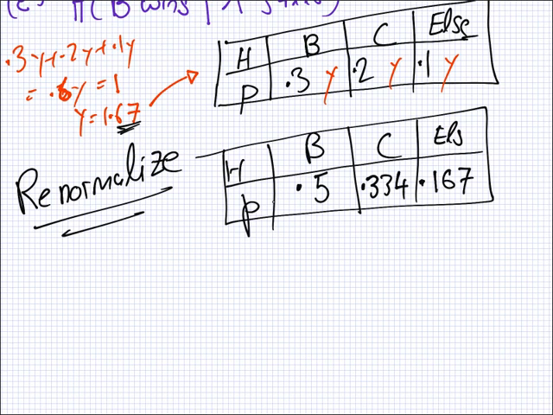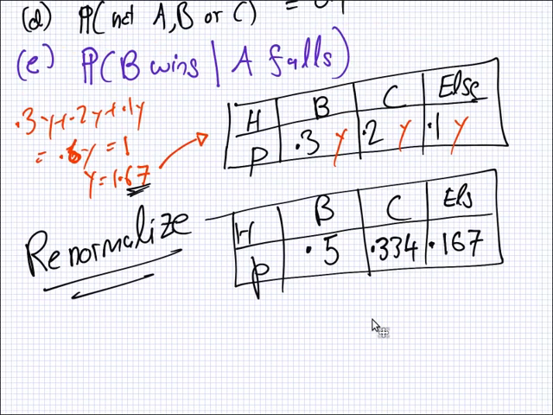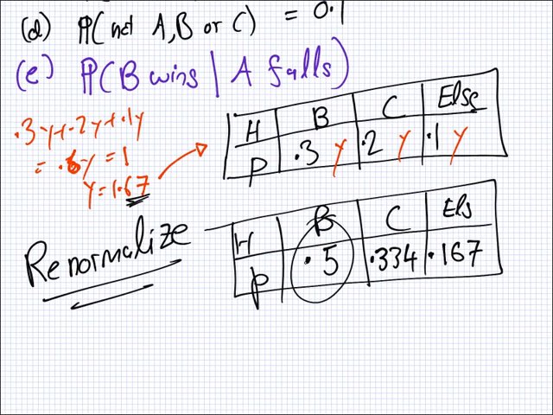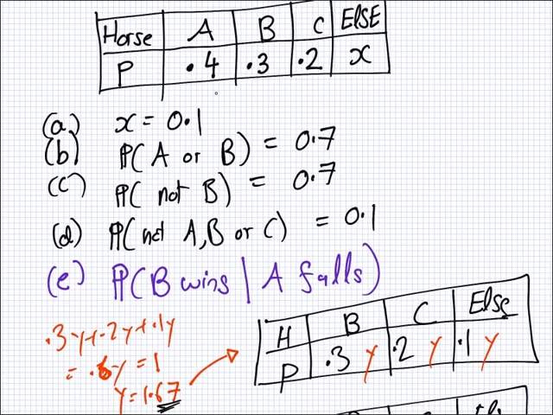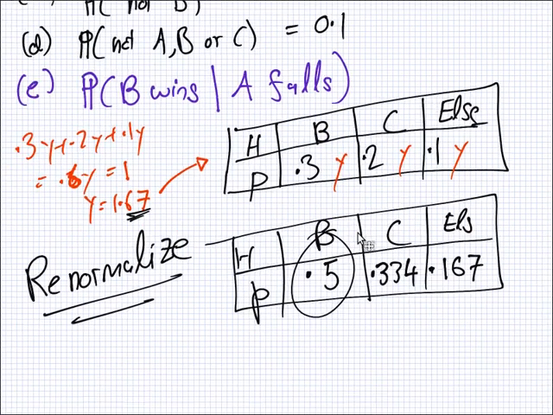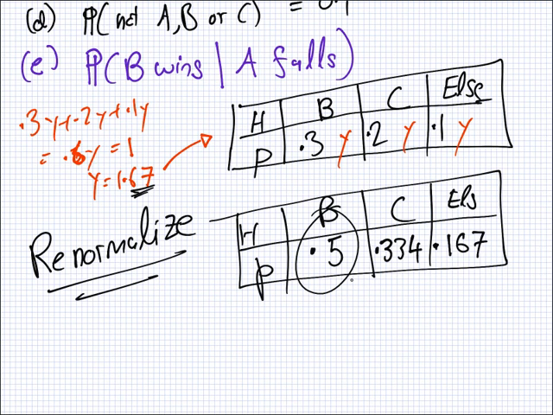So what's the answer? There, 0.5. Now B has a chance of 0.5. Previously, what was its chance? 0.3 we said, wasn't it? 0.3. And now with A gone, it gets up to 0.5.